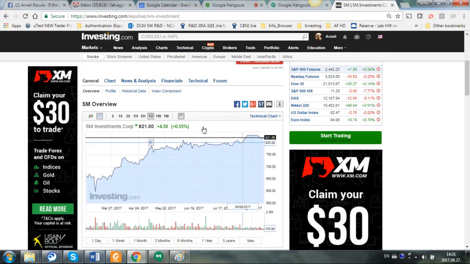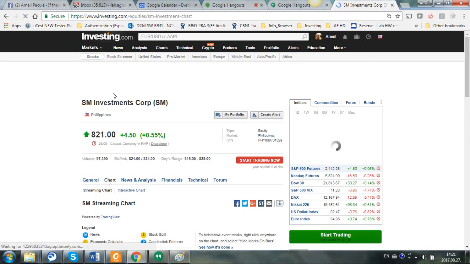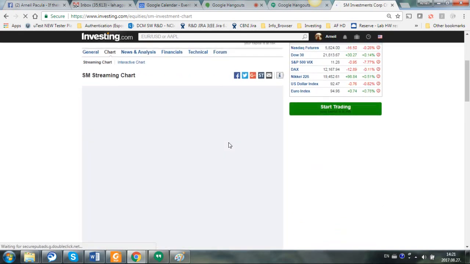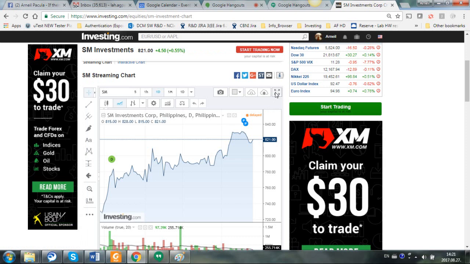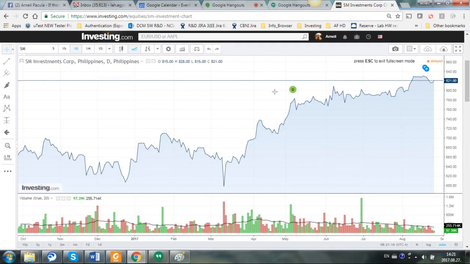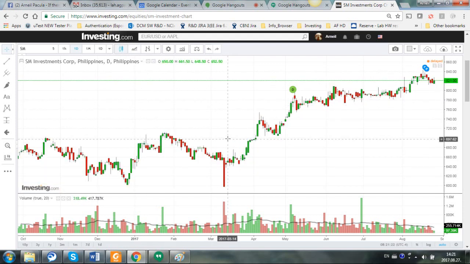So, okay. Streaming chart. Then enlarge. So, first and foremost, this is a daily chart. Convert that to candlestick. Then try to check the 1 week.